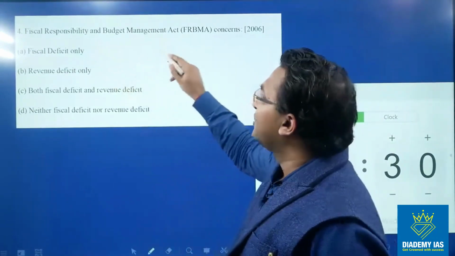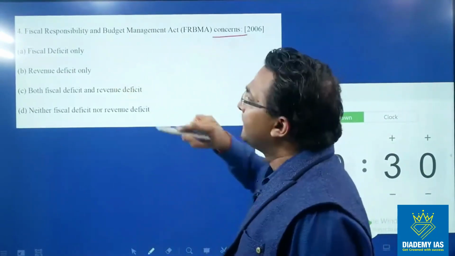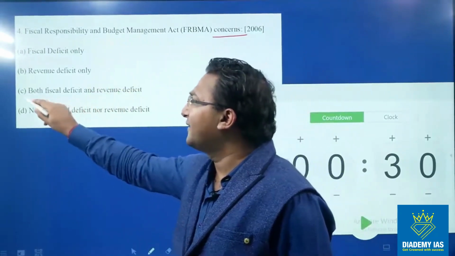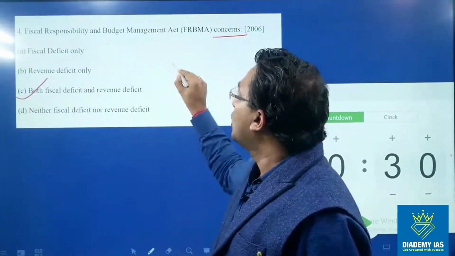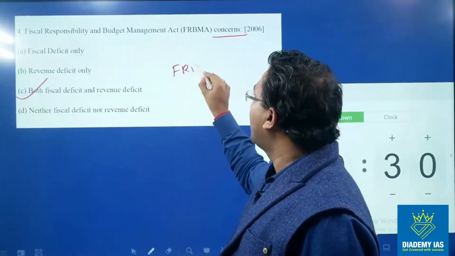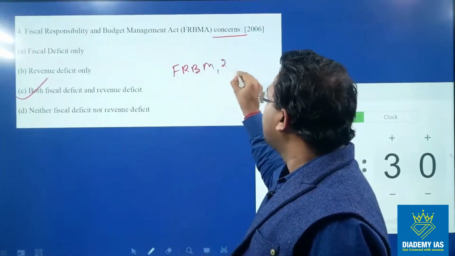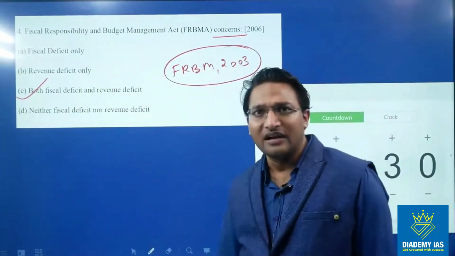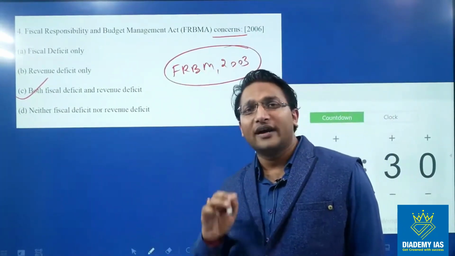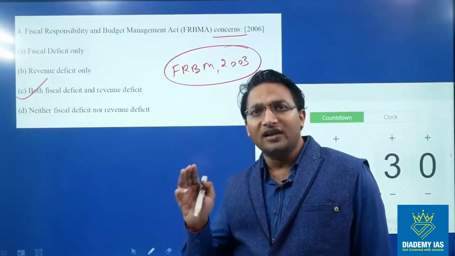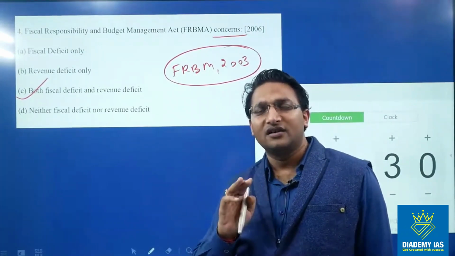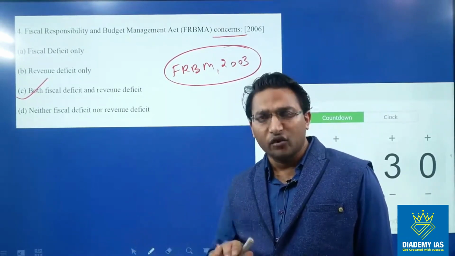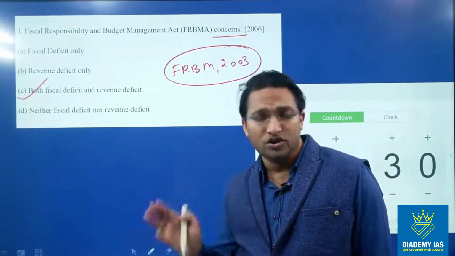Fiscal Responsibility and Budget Management Act concerns A. Fiscal deficit only, B. Revenue deficit only, C. Both fiscal and revenue deficit. This is the answer. So the FRBM Act of 2003 lays down the target for the central government. It lays down that between 2003 and 2008-9 the fiscal deficit will be reduced to 3% and revenue deficit will be reduced to 0%.